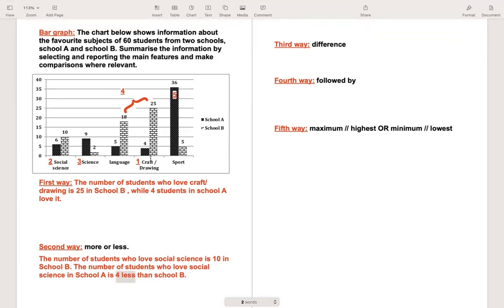Tell me. Yes, Nafisa, you have a doubt? No, sir, everything is clear. Okay. Let's go to the third sentence. Third way: difference.